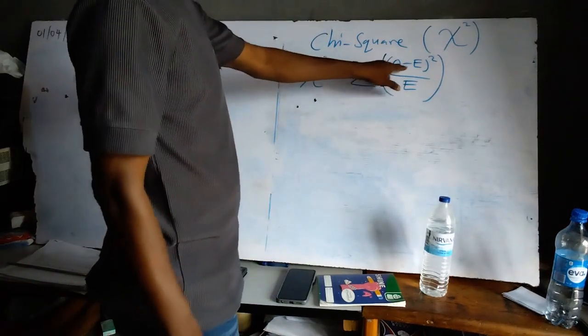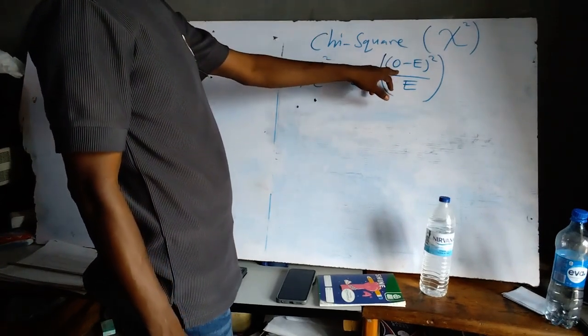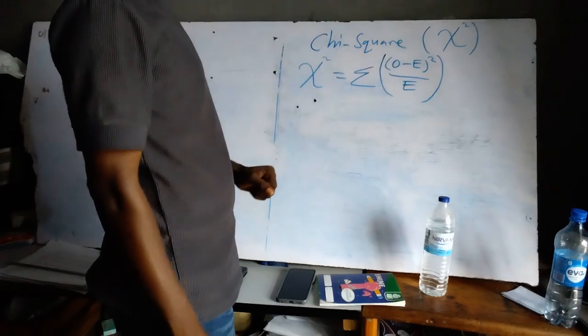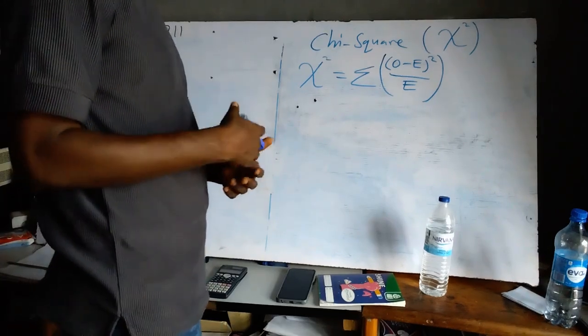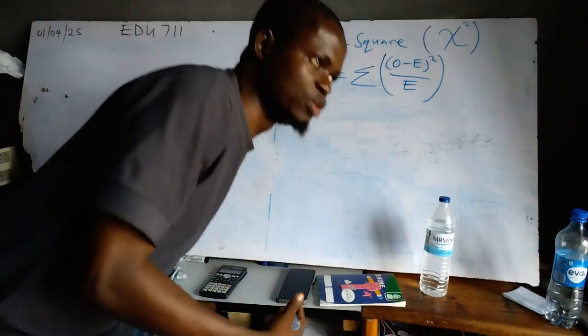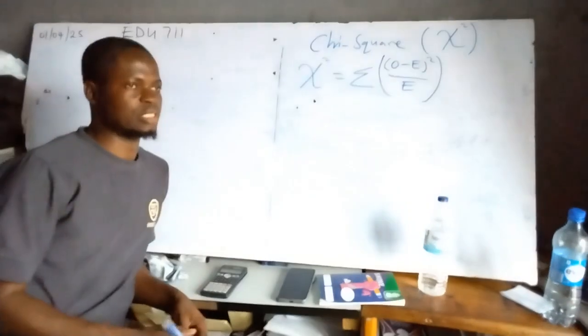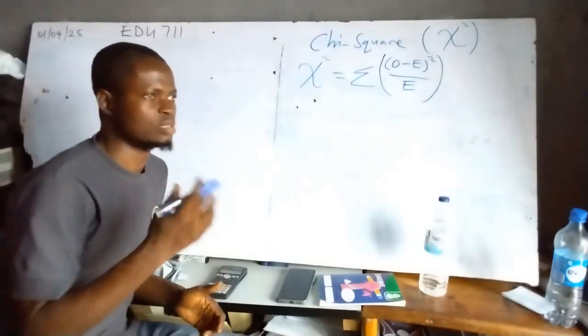Now we have E. O here means observed frequency. E means expected frequency. So chi-square is all about getting to know the difference between the observed and the expected frequency. And what do we mean by observed and expected frequency? Let me take this example.